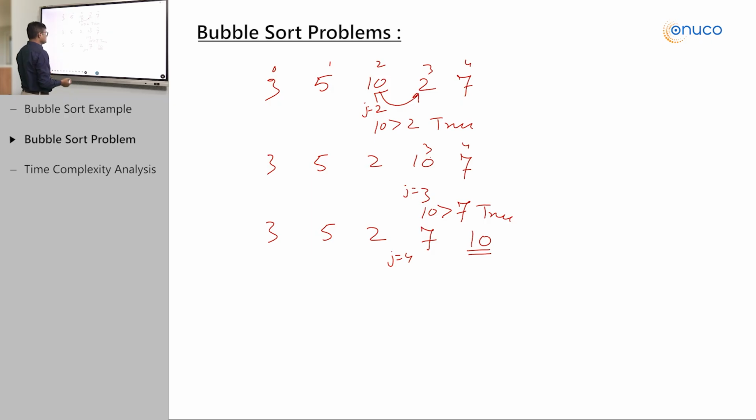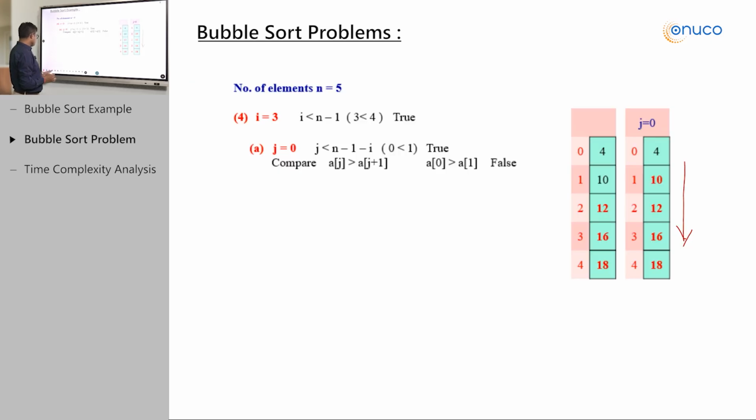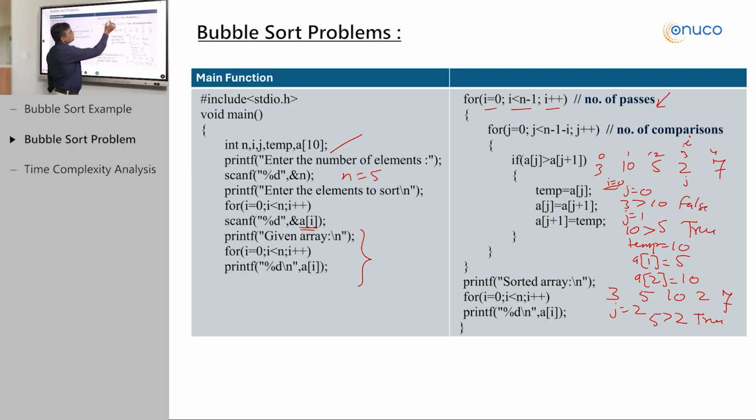Now the next iterations will start for i is equal to 1. Once again, with i is equal to 1, j will start from 0 and this part we have to do. The only difference is here at the place of j: j is less than n, which is 5, minus 1, and since i is 1, 5 minus 2 is 3. So j less than 3 means the j pointer will go only till the second position: j is 0, 1, 2.